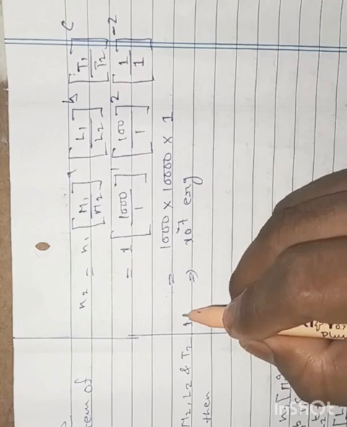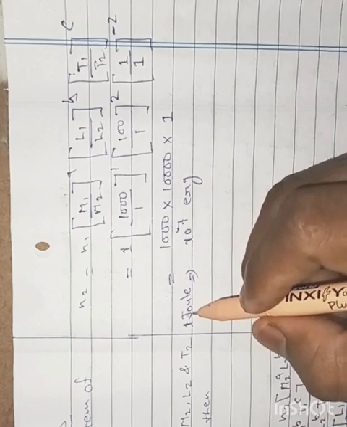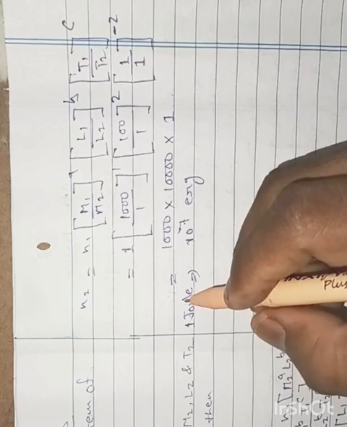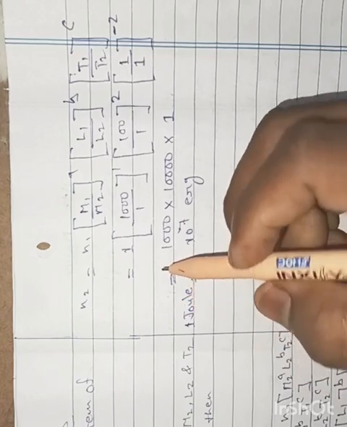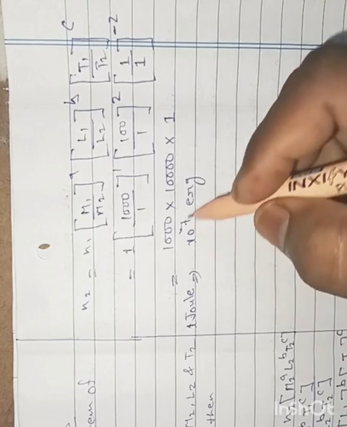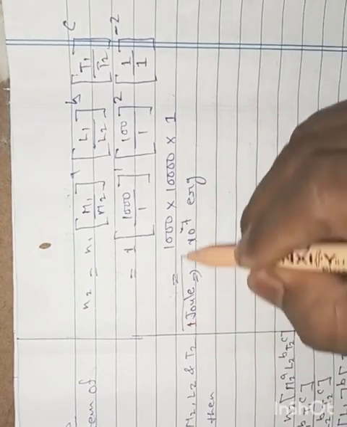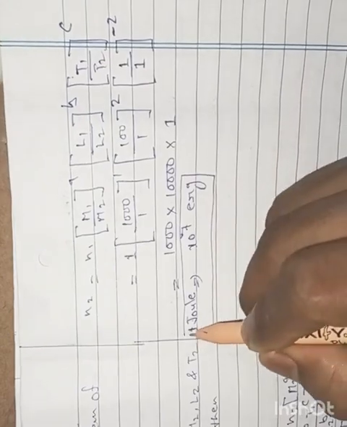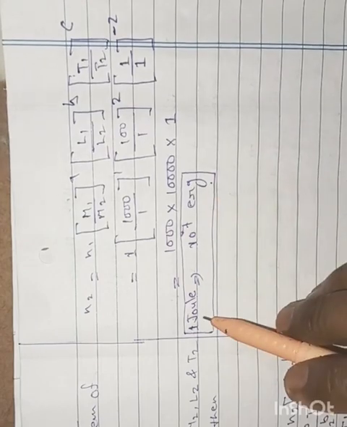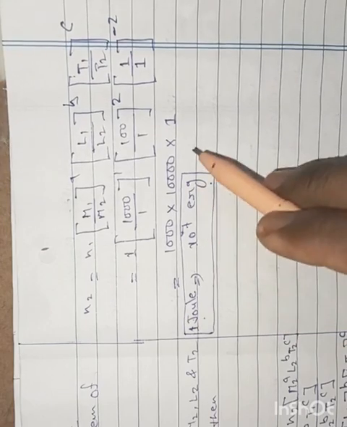So we can write 1 joule is equal to 10 to the power 7 erg. So we have converted joule into erg. So in 1 joule we know that it's 10 to the power 7 erg.